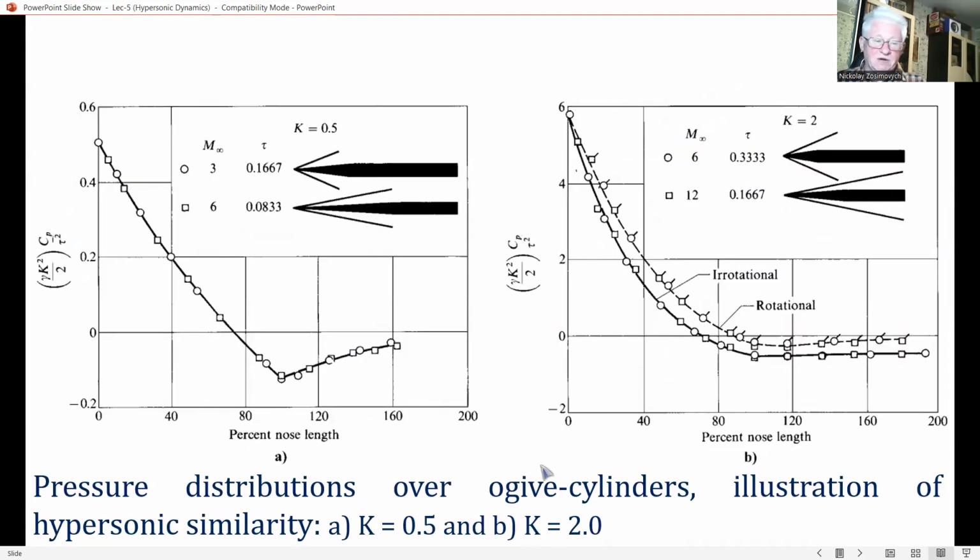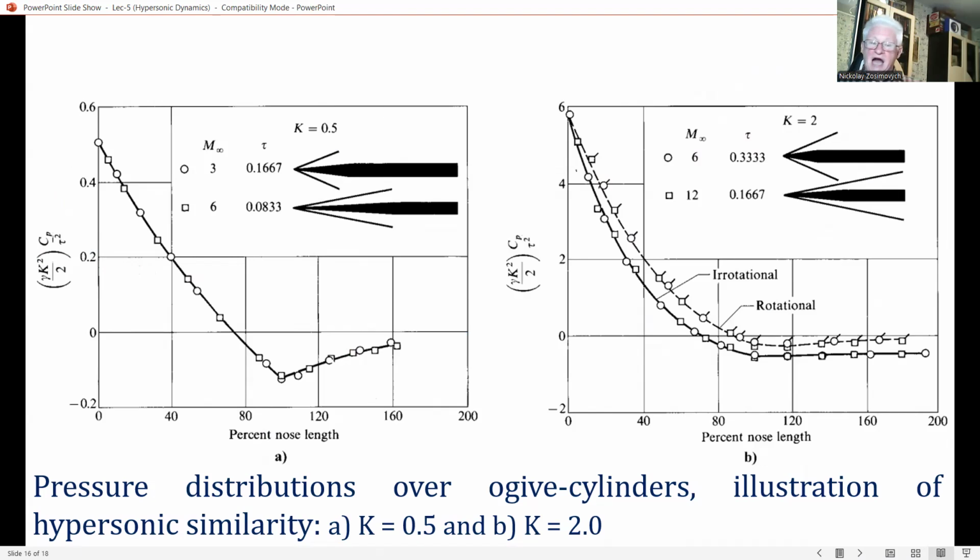The validity of the hypersonic similarity principle is verified by the results shown in this slide, obtained from the experimental work of Kane and Aric. Consider first the left diagram, which shows the variation of Cp over tau squared as a function of distance downstream of the nose of a slender ogive cylinder. We plot this as a function of x over L, expressed in percent of nose length.